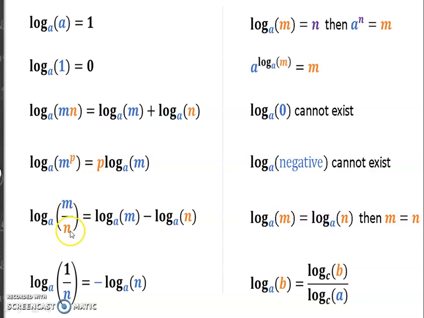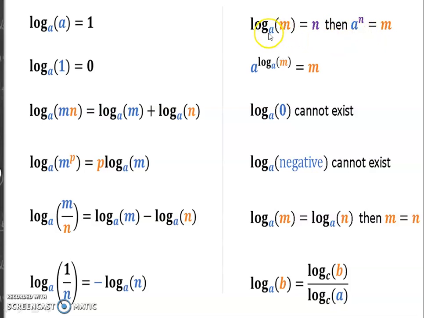Log m upon n to the base a is equal to log m to the base a minus log n to the base a. Next, log of 1 upon n we should write as minus 1 log n to the base a.